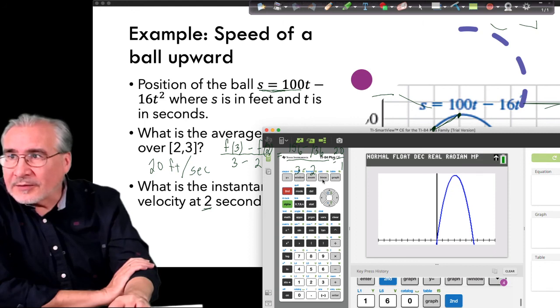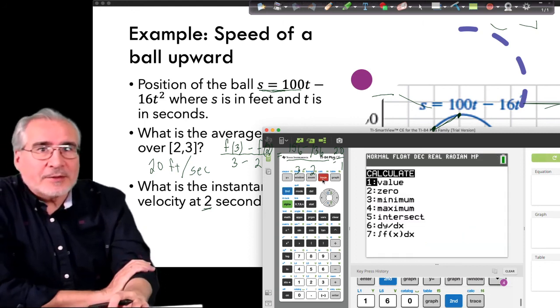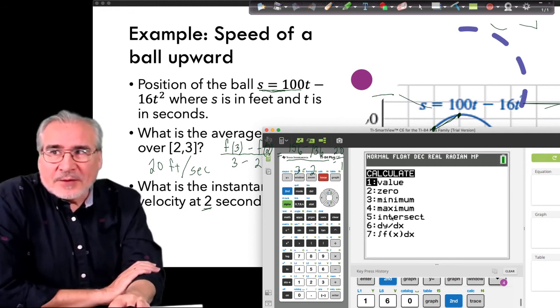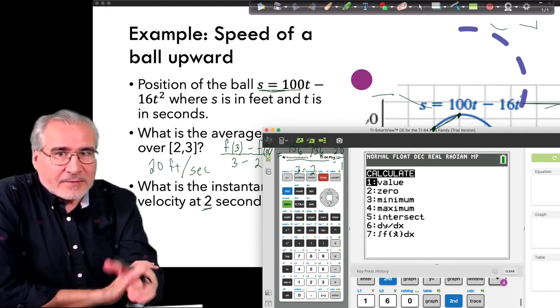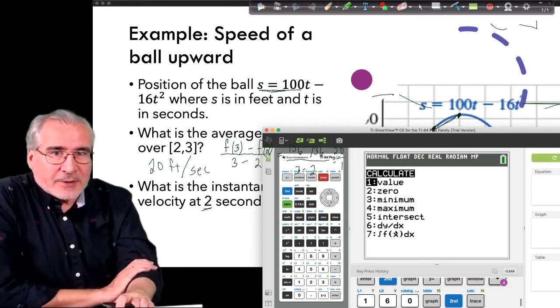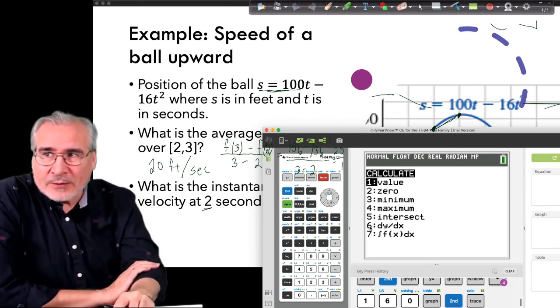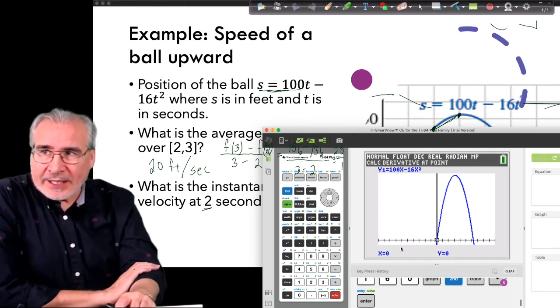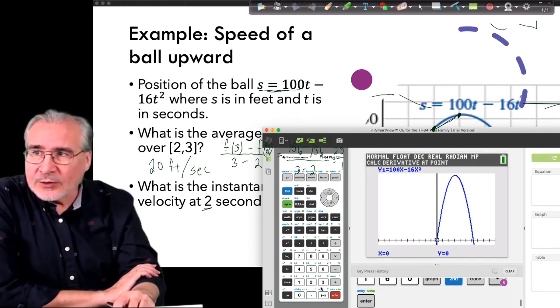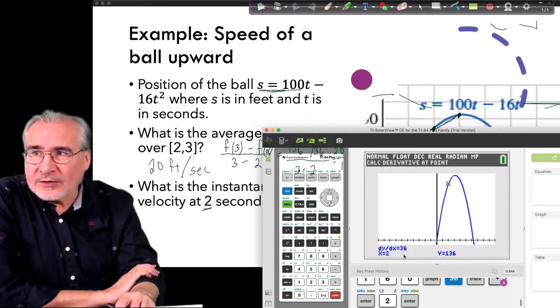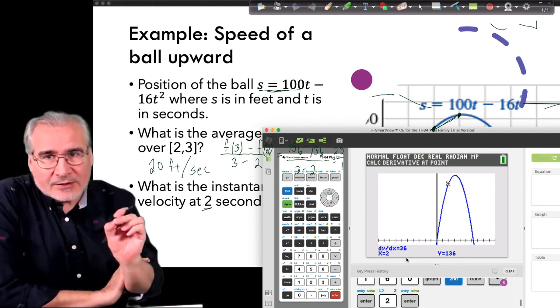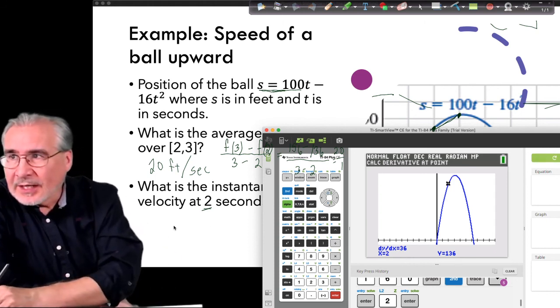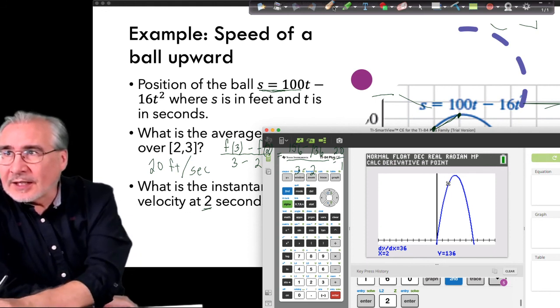Notice calc is above trace. And they've got this dy/dx, which is the other form of the derivative instead of f prime. This is the other way to write it. So that is actually the derivative. So we come down to number 6. We want to calculate the derivative. We've got to give it a point, and the point we want is 2. We enter that, and it tells us the derivative when x is 2 is 36. The instantaneous rate of change is 36. Now, we could have also done that with the difference formula.